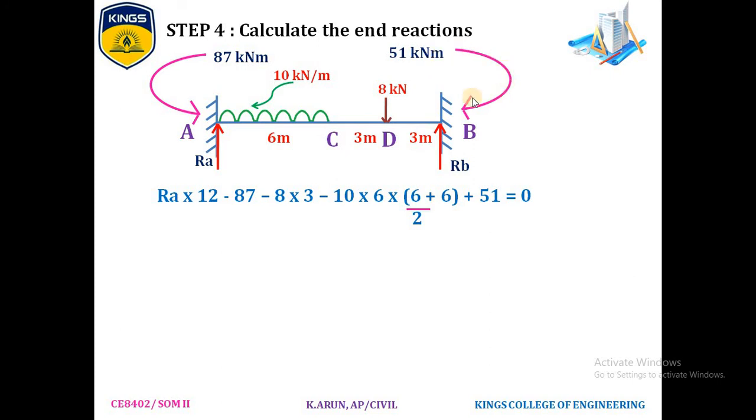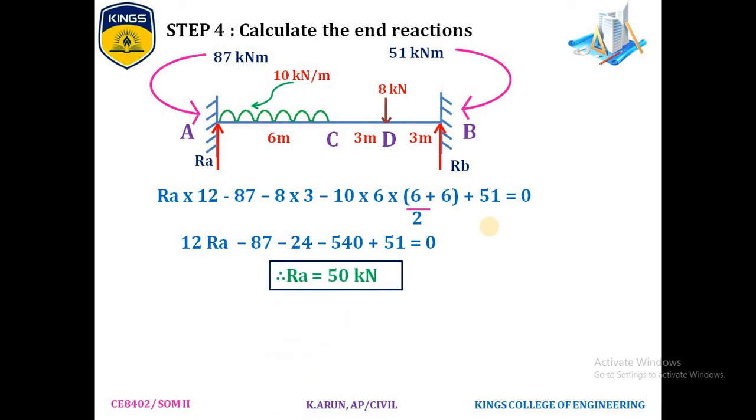And then the moment at B, A is 51. Since it is clockwise, I am considering it as positive, plus 51 equal to 0. So on simplifying this, I am getting the value of RA as 50 kilonewton. So we can compare the values here. If you are considering the beam as simply supported and calculating the reactions, we got the value of RA as 47 kilonewton. And for the actual fixed end, if you are calculating the reactions here, you are getting 50 kilonewton. So it is almost the same.